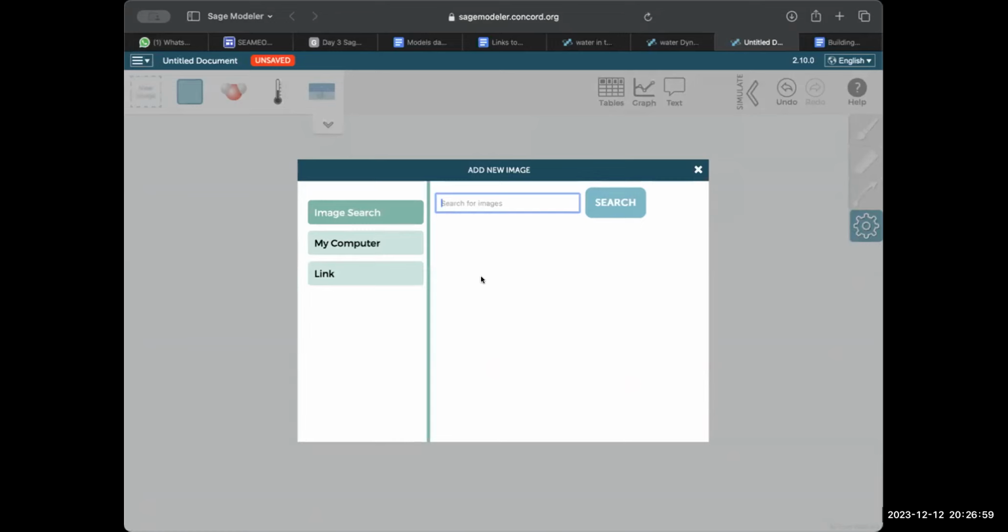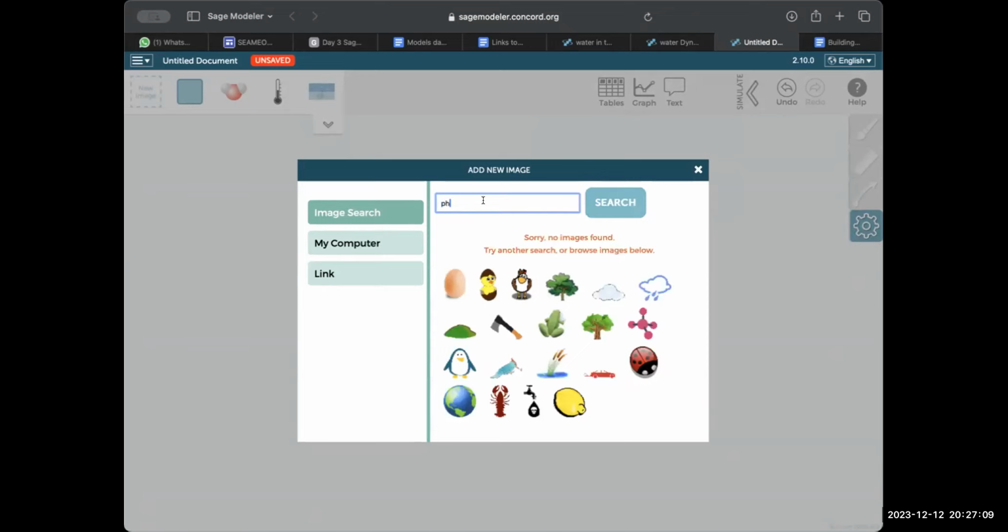And we have a problem with finding the right icons. So how can we paraphrase the pH? So if we would type the pH... We don't hear you, unfortunately. You're muted.